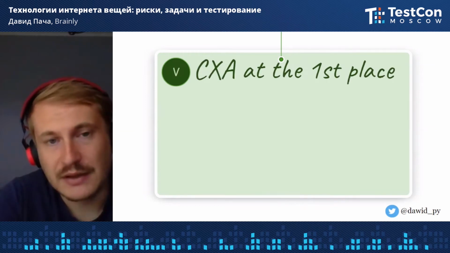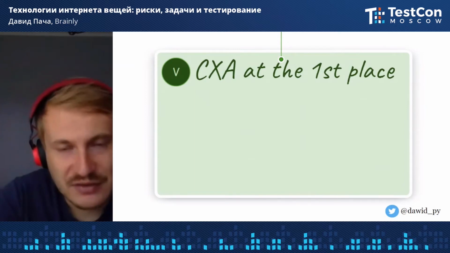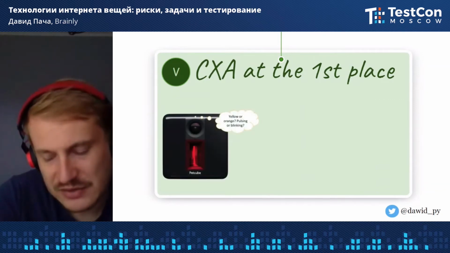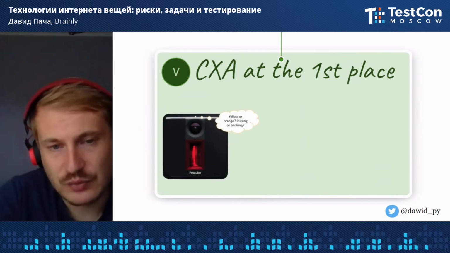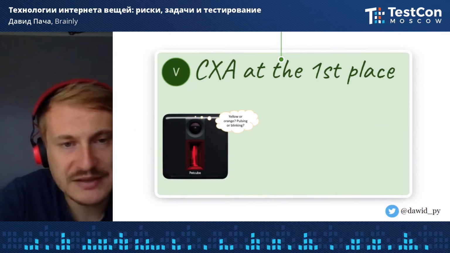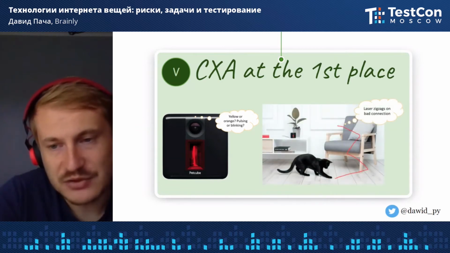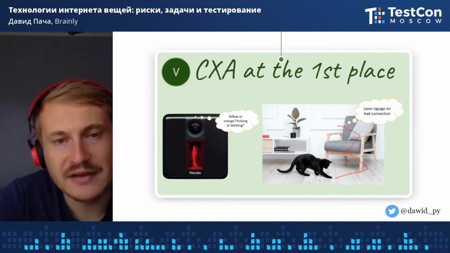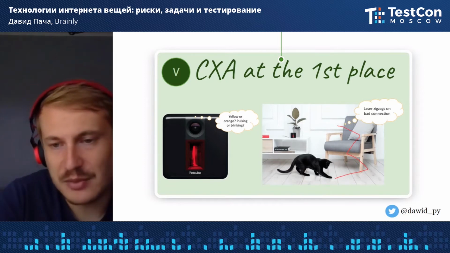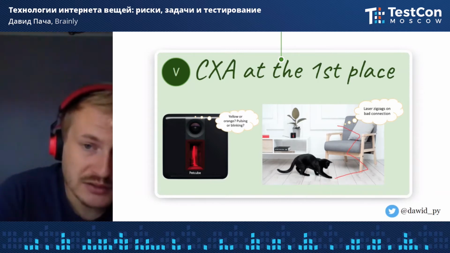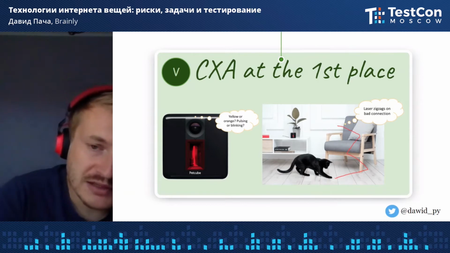The fifth one stands for CXA, which means customer experience assurance, and always keep it in the first place when testing. Now, let me explain. The company I worked for previously was doing cameras for pets, and as you can see here, there are two examples. The first one is communicating via diode with the user. So if it's yellow, probably it's working fine. Maybe if it's red, there is a problem with connection. And the second one, even more pictures, is about a laser. So there was a laser in the camera to play with the cat.